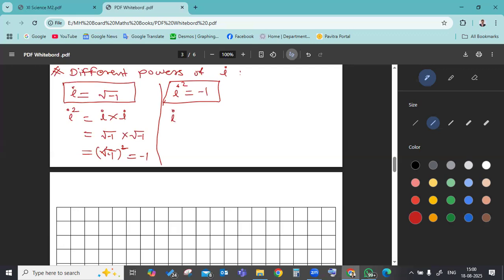Next, i cube. This becomes what? i square into i. So this becomes what? Minus 1 into i. This becomes what? Minus of i. i cube is minus of i.